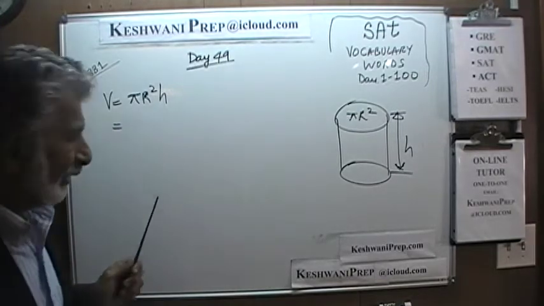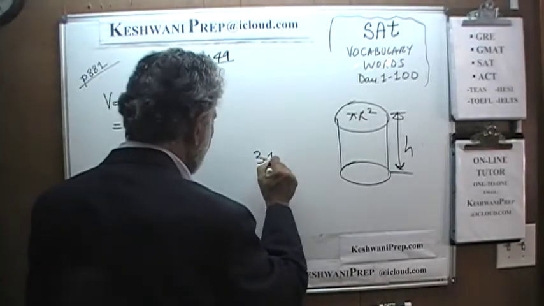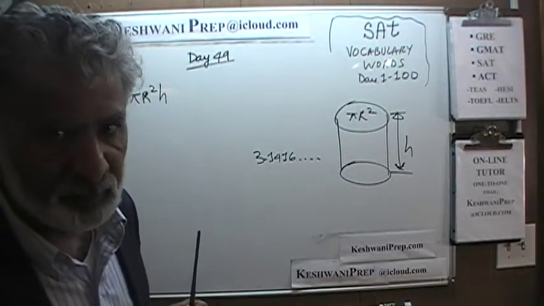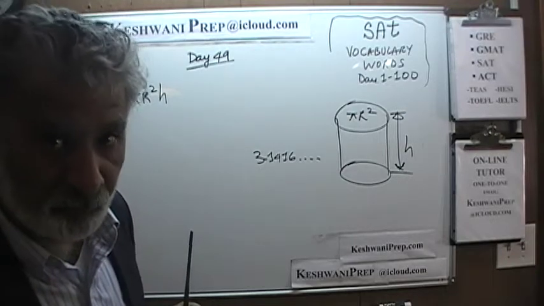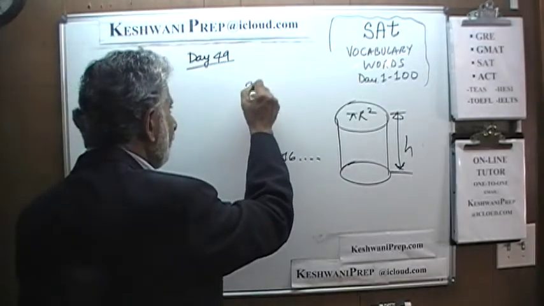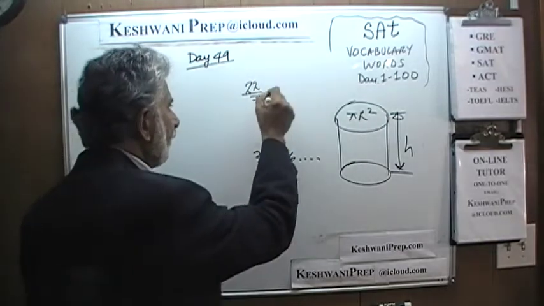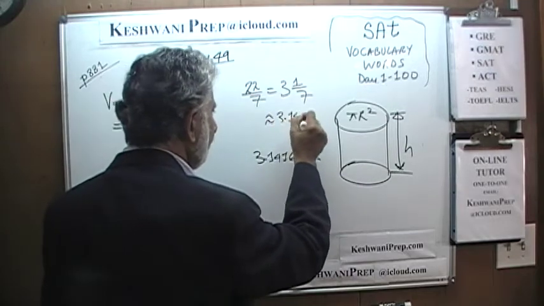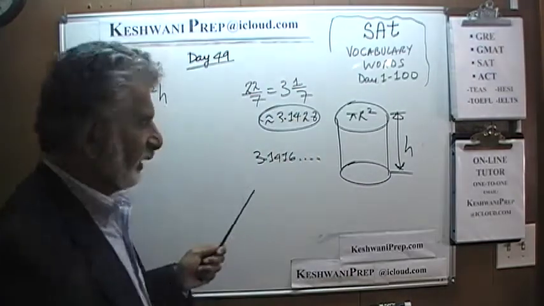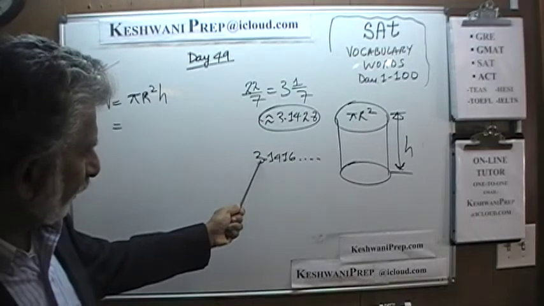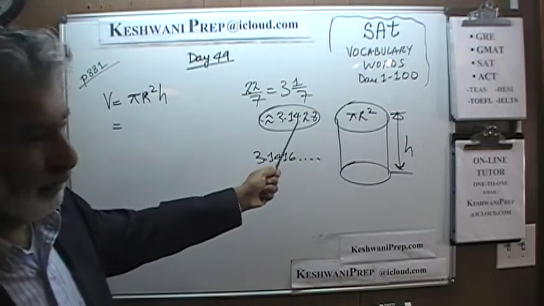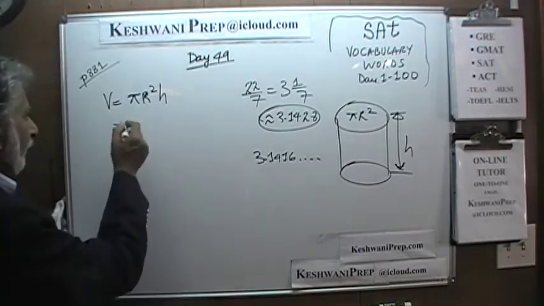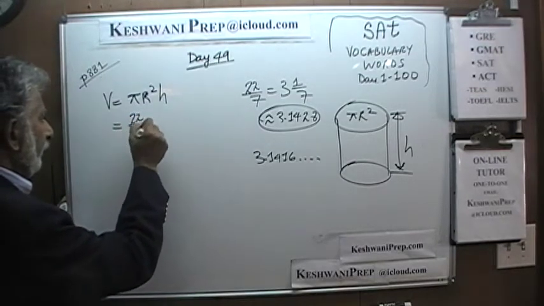Pi, now the value of pi, as you know, is 3.1416. It goes on forever. But if you want to approximate the value of pi in the form of a fraction, it is 22 over 7. 22 over 7 is 3 1/7, which is approximately 3.1428, which is fine, even though it's 3.1416, not 28, but that's a very good approximation, 22 over 7, which is what we're going to use here. So pi is equal to 22 over 7.